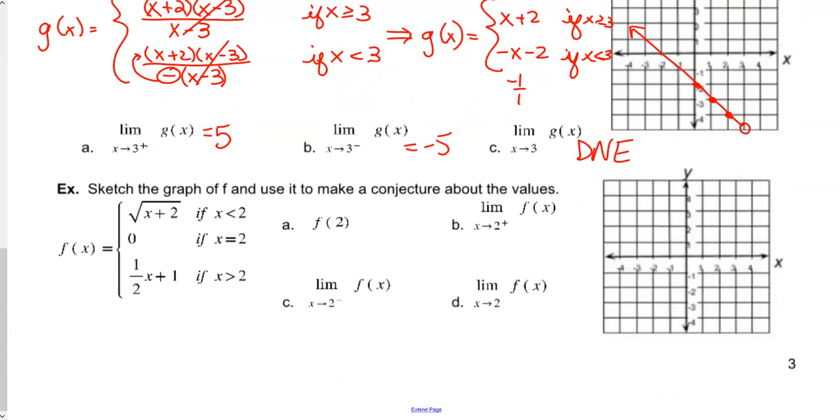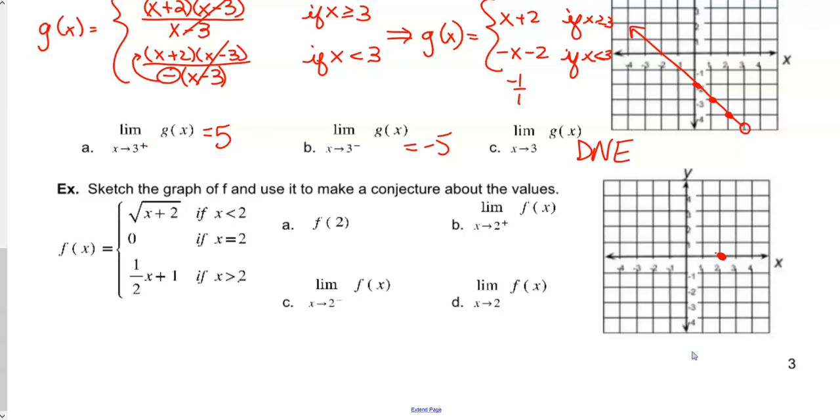Last one that we have to graph, and then we're going to create a graph on our own and be done. So we are going to sketch this square root function, this constant function of 0, and this line of 1/2 x plus 1. Our breakpoint here is at x equaling 2. I'm going to go ahead and do this middle one first because there's not really a range. It's just at x equaling 2, I get 0. So x equaling 2, my y value is 0.